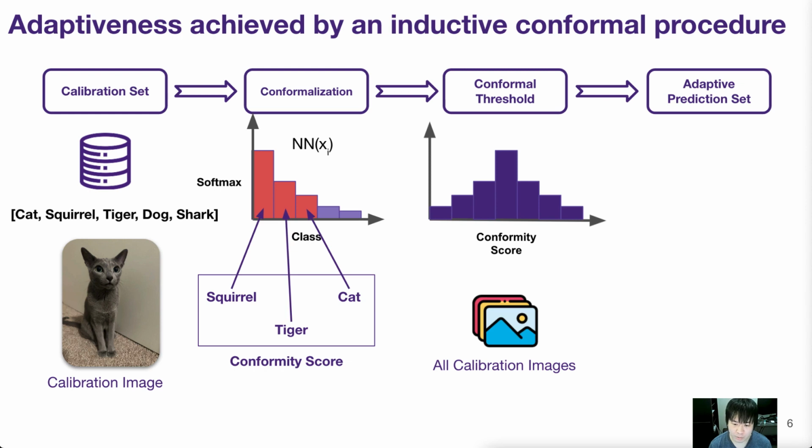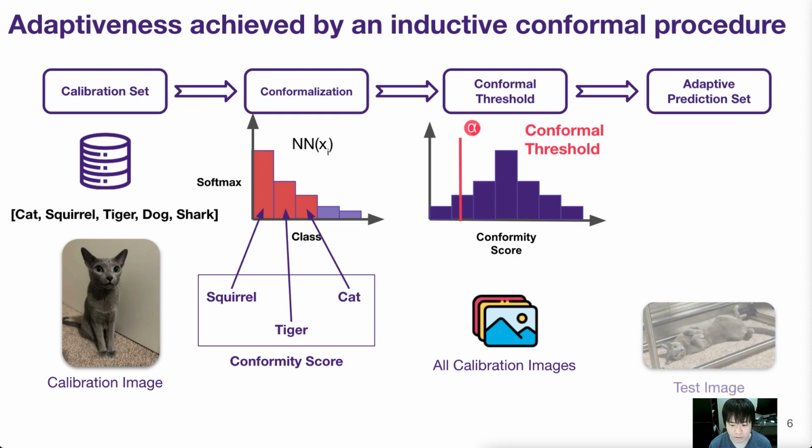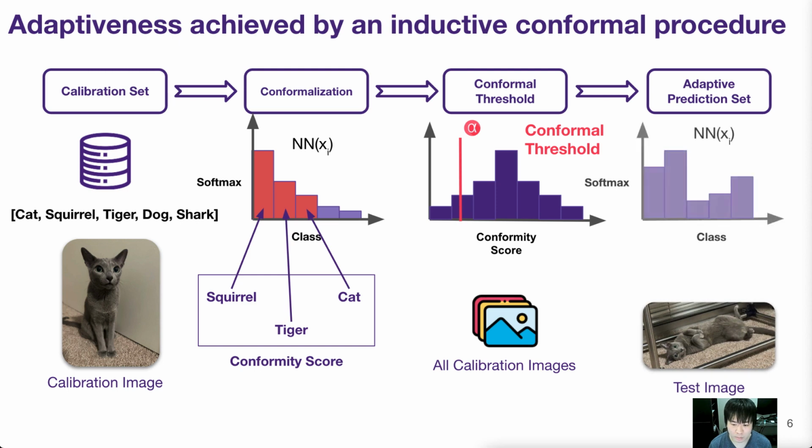After conformalizing all images in a calibration set, we have a distribution of conformity scores. Now recall the coverage guarantee. The key takeaway from this distribution is to identify a conformal threshold. Say we want 95% coverage, we set alpha to be the 5% quantile, which indicates error tolerance. We can now use this conformal threshold to create adaptive prediction sets for test images. Suppose we have a new cat and we feed this image to the model, and we include all classes whose predicted softmax exceeds the conformal threshold. This inductive conformalization is what makes a prediction set adaptive and express uncertainty.